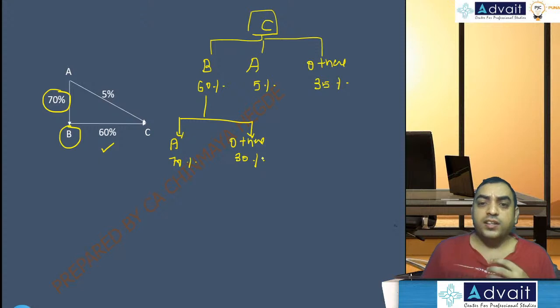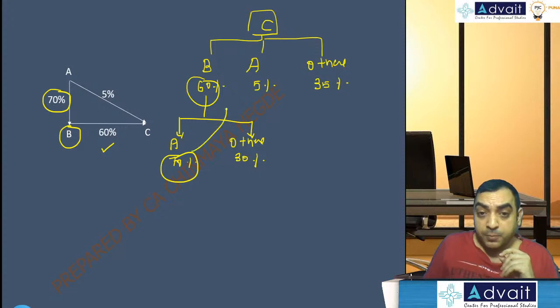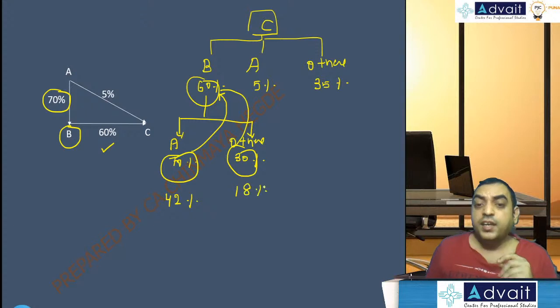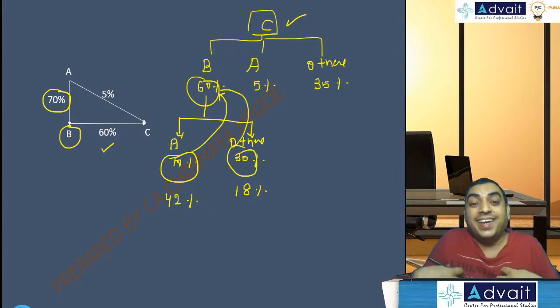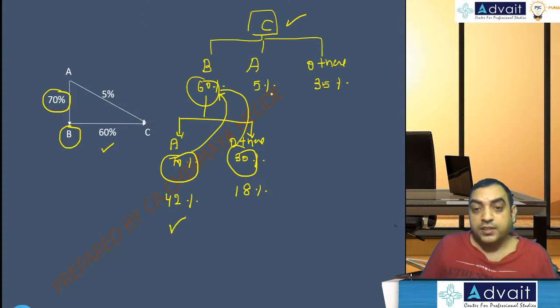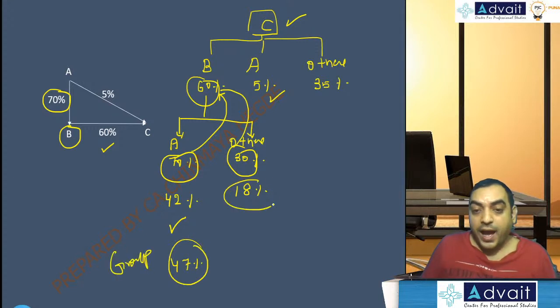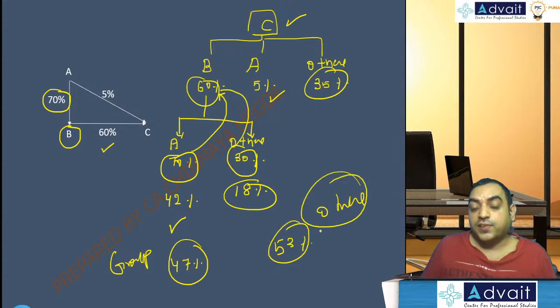So if I try to understand the ownership of 60%, if I divide it among its own shareholders, A will have 70% of what? 70% of 60%, that is 42%. And others 30% of 60% means it will be 18%. So if I want to talk about what is the ownership structure in C by A or by the group, it is 42% and 5%, that is 47% is shared by group, balance 18% and 35%, that is 53% is shared by others. So that will become NCI and this will become holding company share.